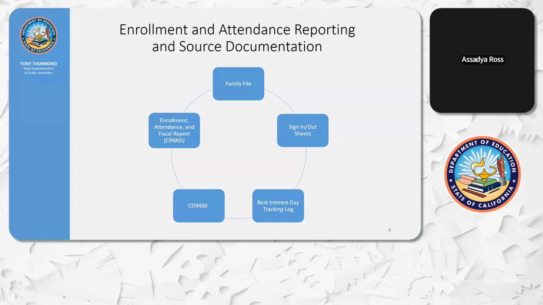For example, if a child is marked absent on the sign-in and sign-out sheet, the absence should also be reflected on the CD 9400. The time-based categories children are reported as are based on the notice of action. This will transfer over to the CD 9400 and allow those children to be reported accurately in each category on the enrollment, attendance, and fiscal report. The EENFS enrollment, attendance, and fiscal report is the basis of reimbursement for your contract, so it is extremely important that all source documents justify and support the data that is being reported.